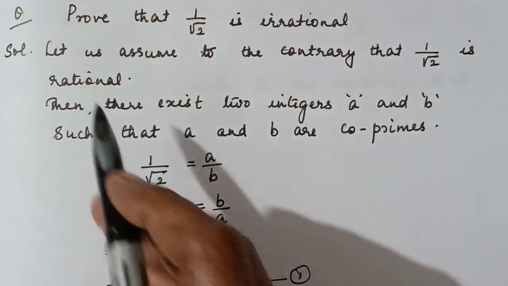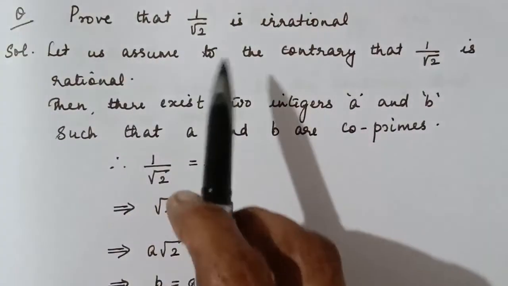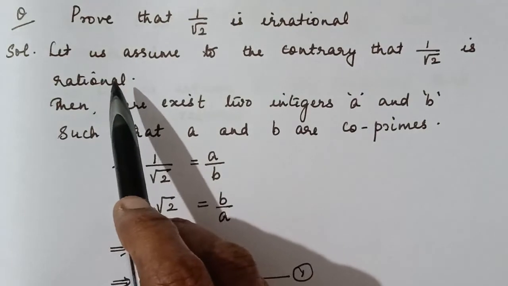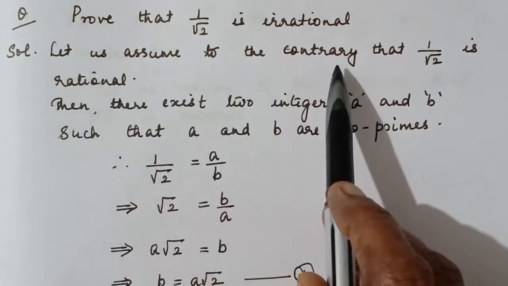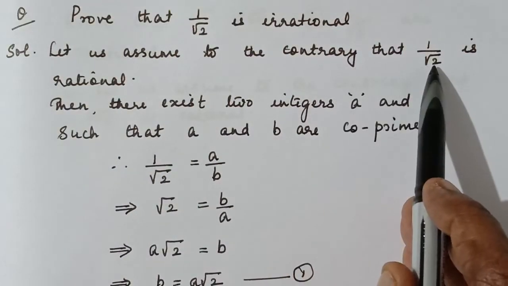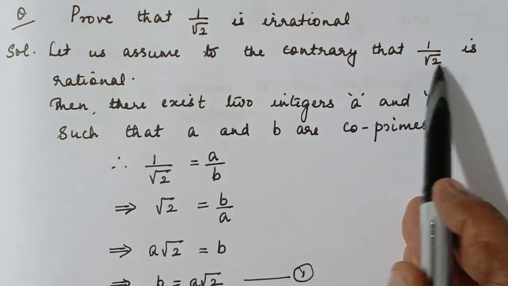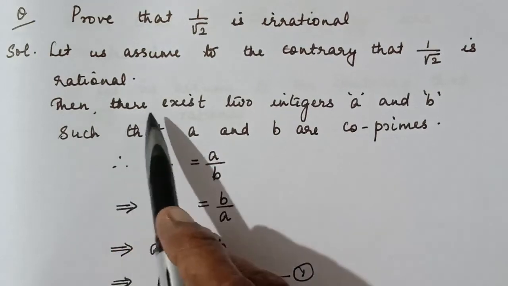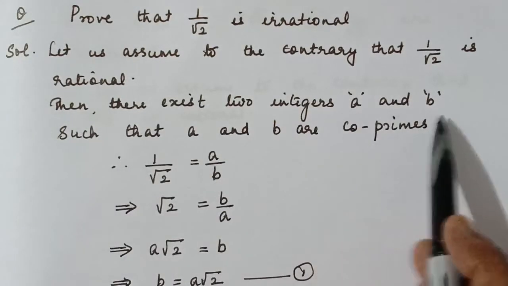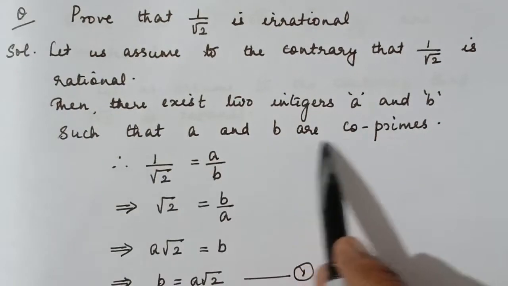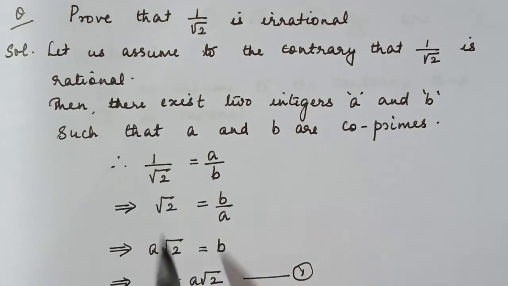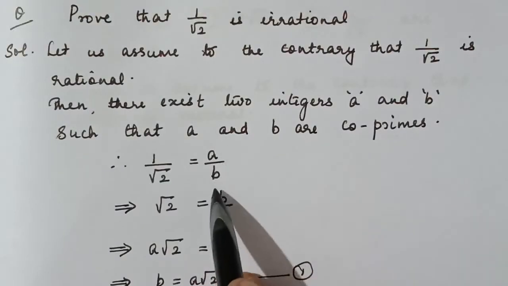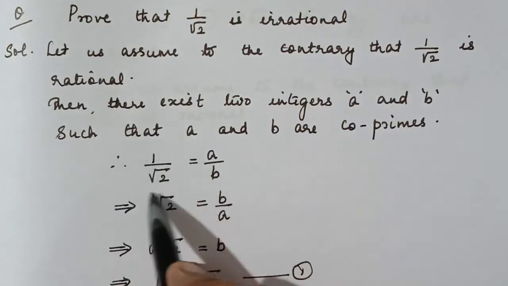Here we have another question. Prove that 1 by root 2 is irrational. Here also we have to assume that 1 by root 2 is rational. After that, there exist two integers a and b such that a and b are co-primes. That means 1 by root 2 can be written in the form a by b, since we are taking this as rational.